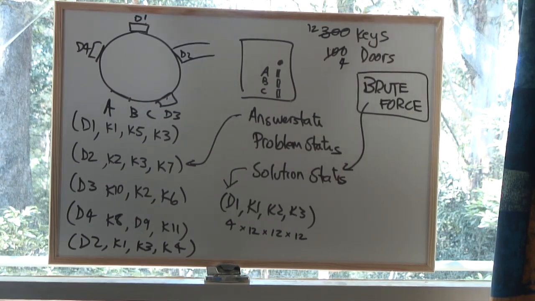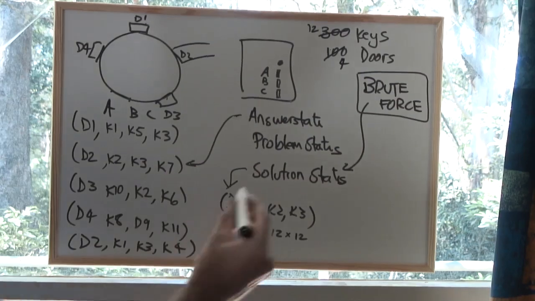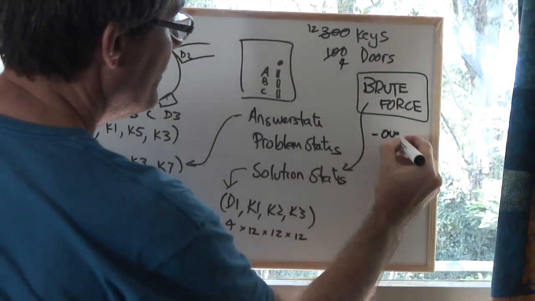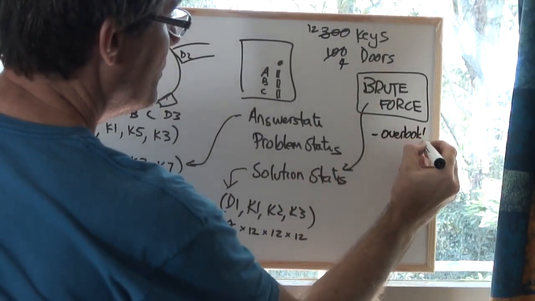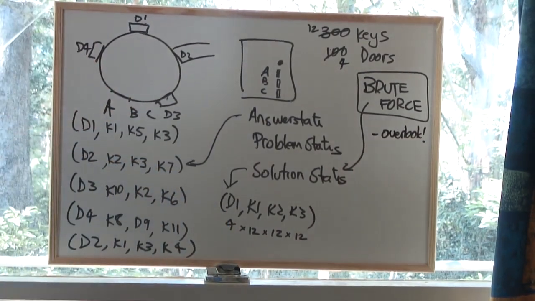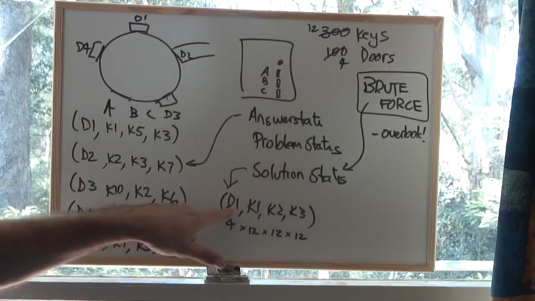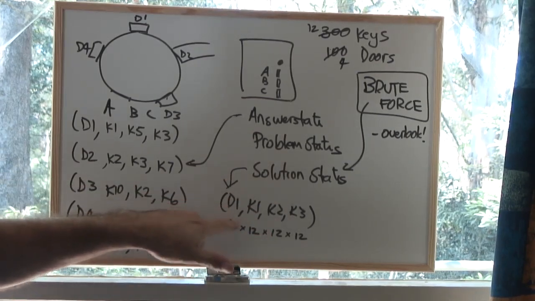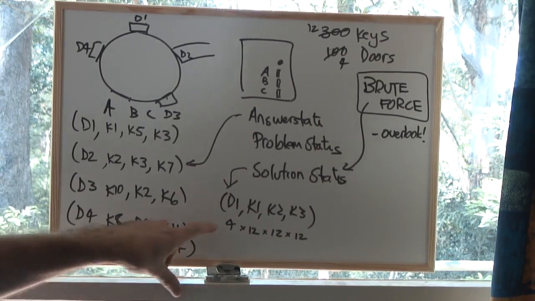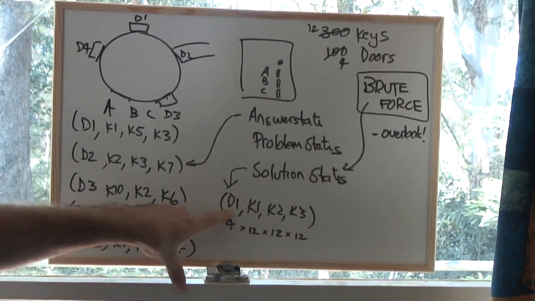With brute force, you're essentially going through all the solution states one at a time. The risk with brute force is that you overlook one. Don't do that. So it's very important to be systematic in the way in which you go through the solution states, and often the way you represent them gives you a clue as to a systematic way of going through it.